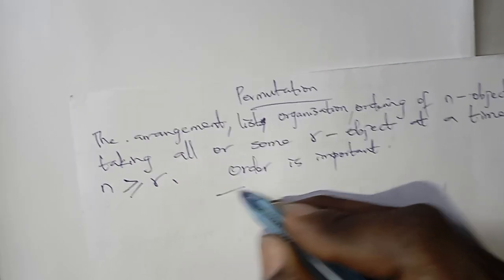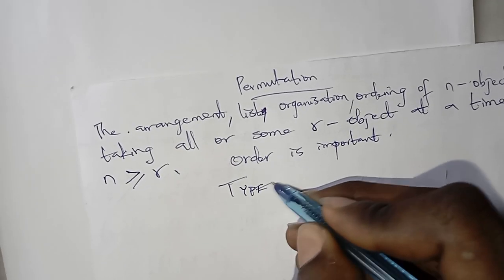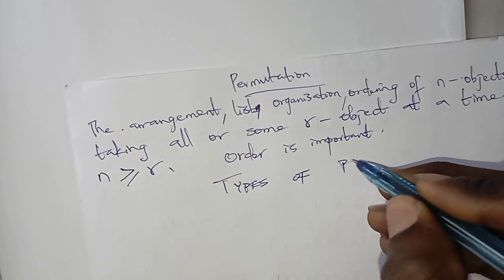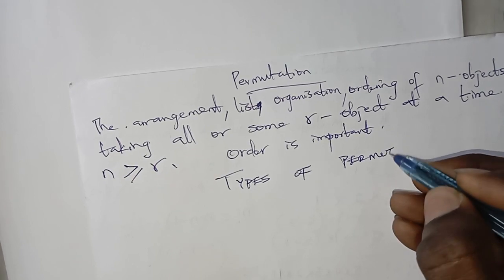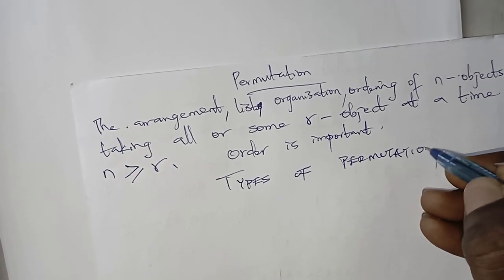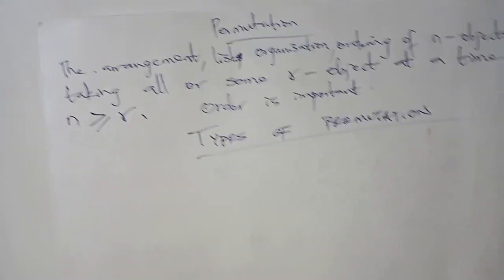So we move to the next one, types of permutation. We have several types of permutation. We have 4 major types of permutation. Under these 4 major types, if you split it, we have up to 8 types of permutation.